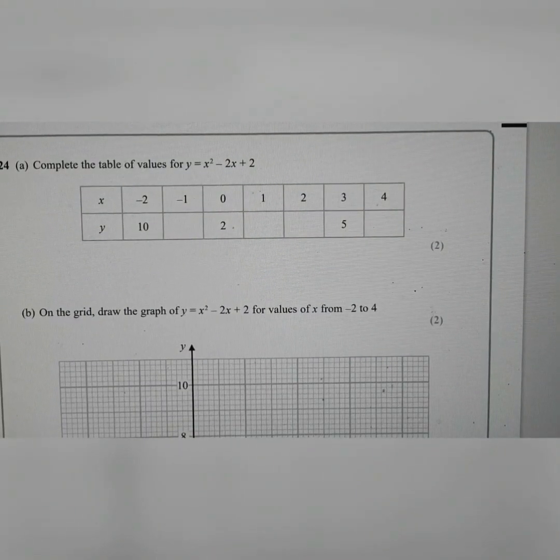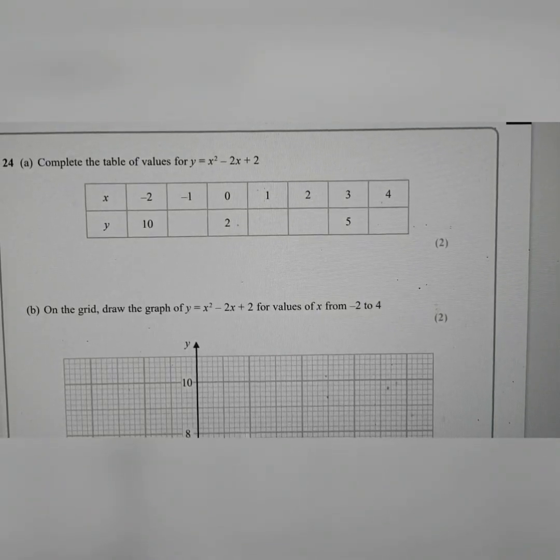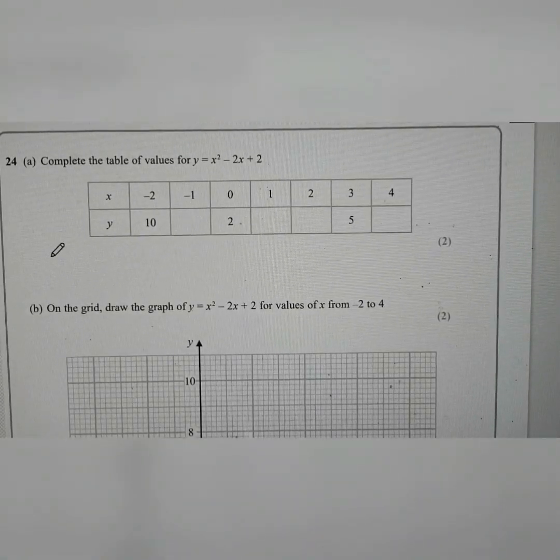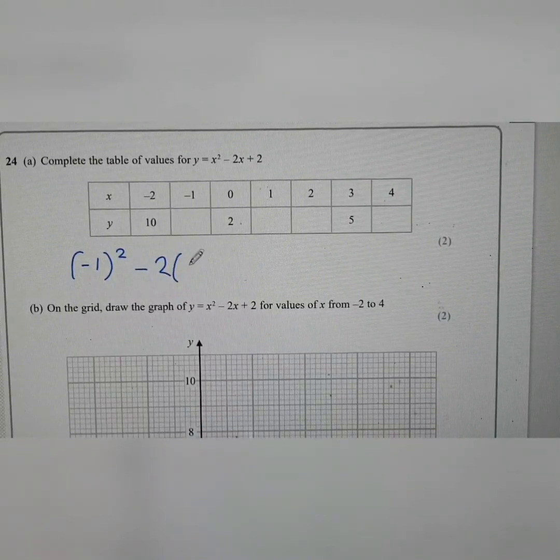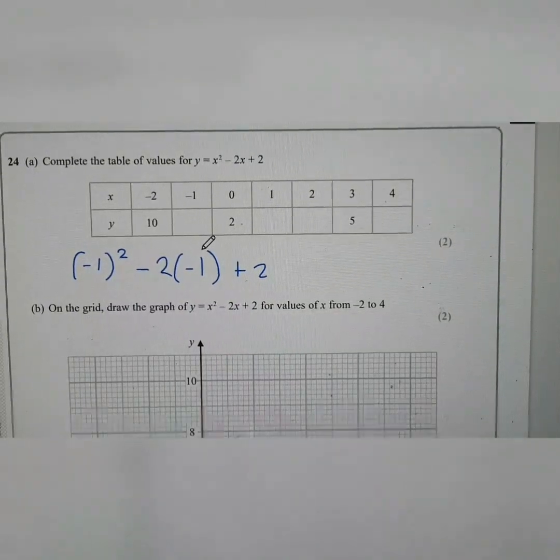Complete the table of values for y is equal to x squared minus 2x plus 2. So you would need to type this in your calculator. So for -1, you would put -1 in brackets squared, because you're doing x squared, minus 2 times x. So our x value here is -1, and then plus 2. So whatever it's asking you to do here, you're going to type it in your calculator, but instead of x, you're going to put the x value in brackets, as I've done here.